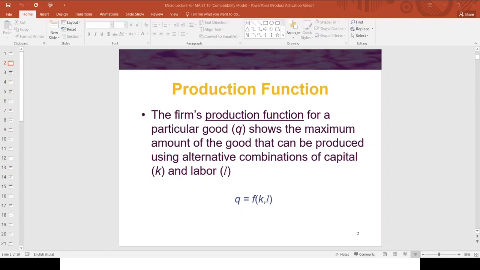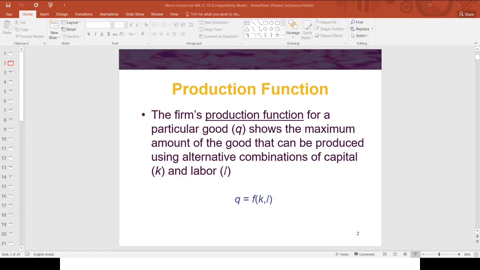For higher values of K and L, the diminishing marginal productivities are sufficient to overcome the influence of a negative value for FKL, to ensure convexity of the isoquant. So this is a very important aspect which everyone has to keep in mind.